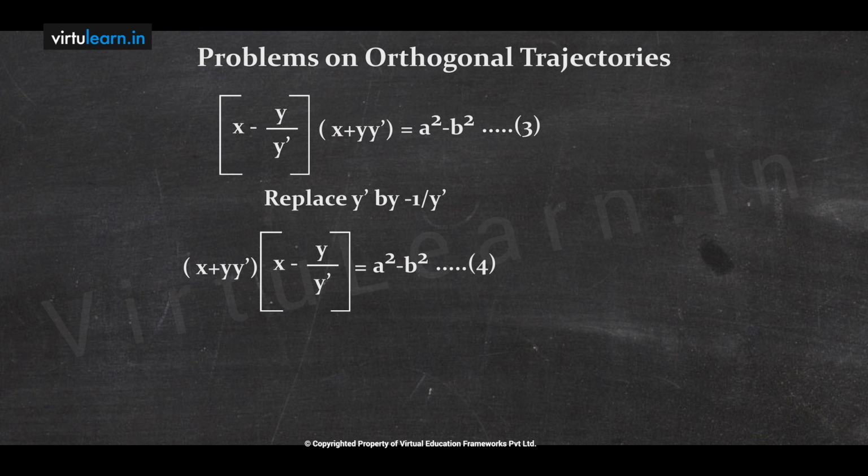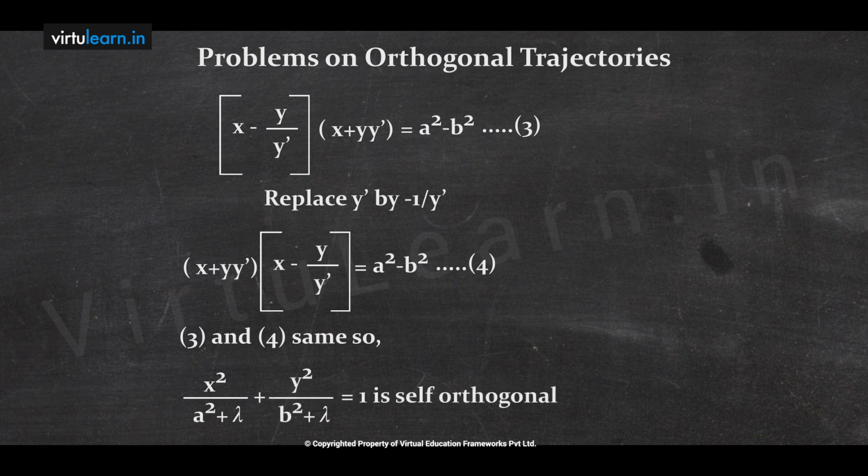Now observe this one very carefully. If 3 and 4 both are same, then x square by a square plus lambda plus y square by b square plus lambda equals 1 is self orthogonal. Means both are perpendicular to each other. Means before replacement and after replacement, if both equations are same, then that type of system of equations, means family of equations, are nothing but perpendicular to each other. Perpendicular to each other means self orthogonal, means that the curve is orthogonal to itself only, right? Now like this we can show that the Cartesian form family of curves is self orthogonal.